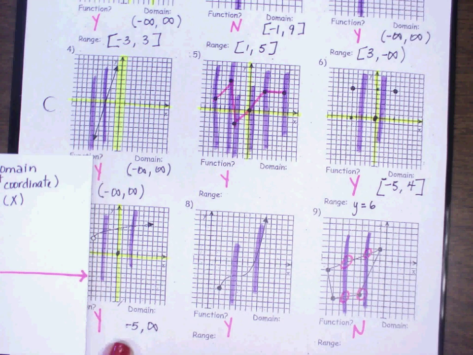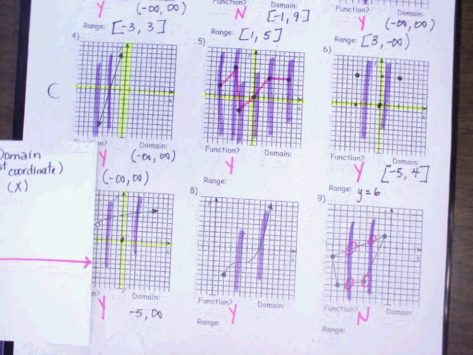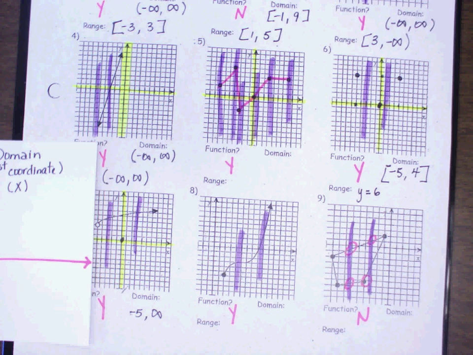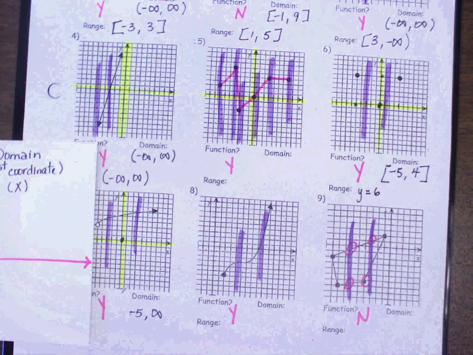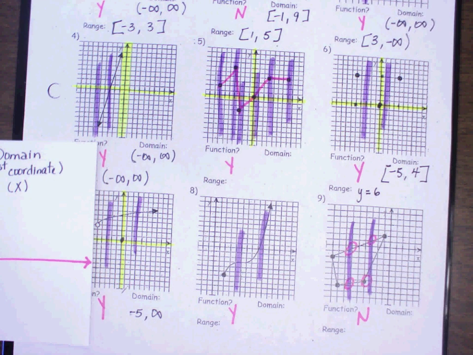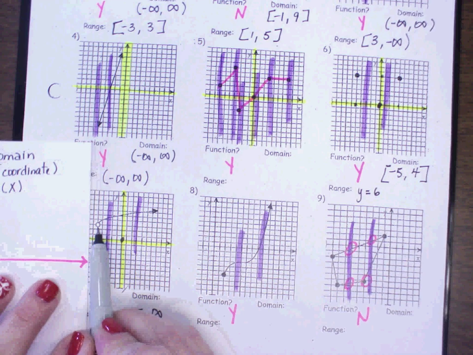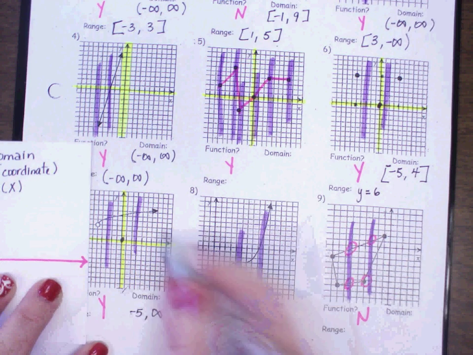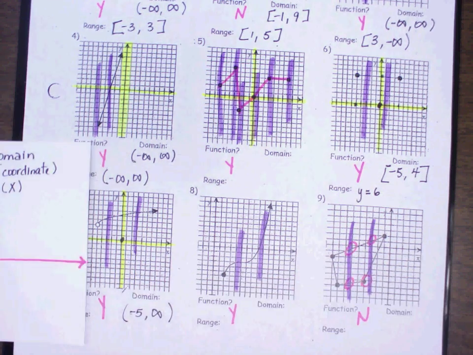So bracket on the negative 5. Look at it. Do I really have a bracket on the negative 5? No, because it's open. Thank you, Karen. Karen figured it out really quick. She said it's open. Why? It's parentheses because it's open. It does not include negative 5. And of course, infinity, you cannot enclose it. It just keeps on going and going and going.